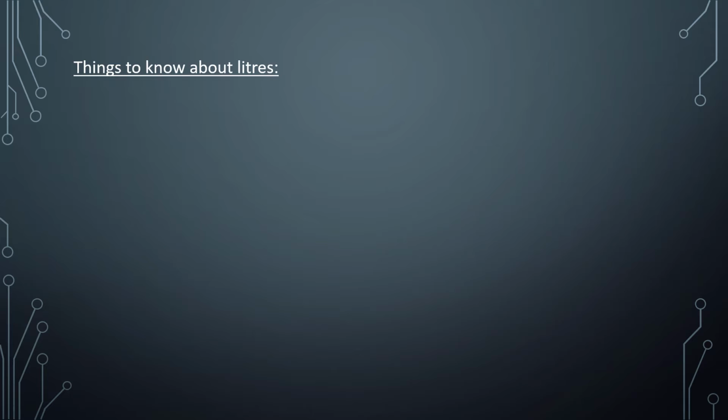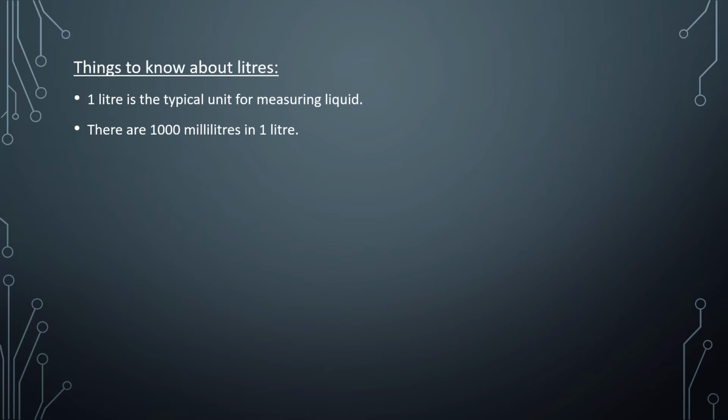So, things we need to know about liters. One liter is our typical unit for measuring liquid. There are 1,000 milliliters in 1 liter, similar to our meters and millimeters. There were 1,000 millimeters in a meter. Here, there are 1,000 milliliters in 1 liter. This prefix milli just means thousandth.